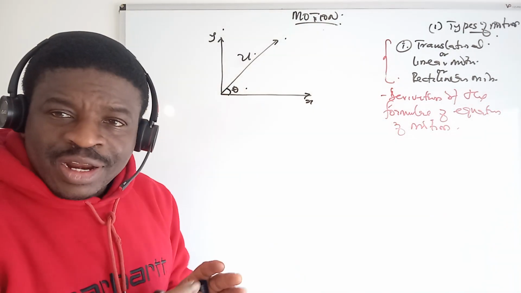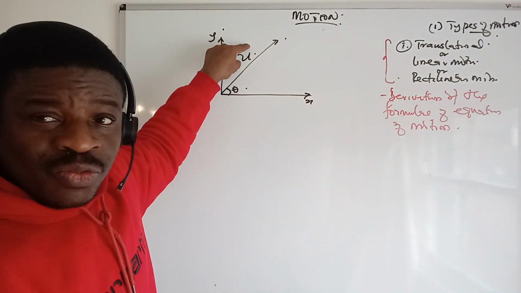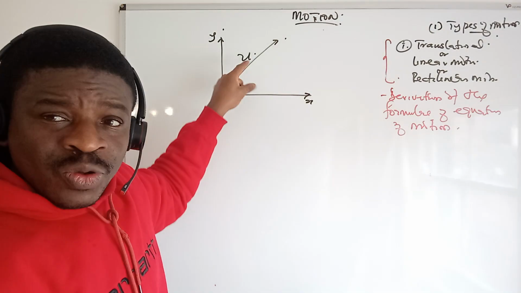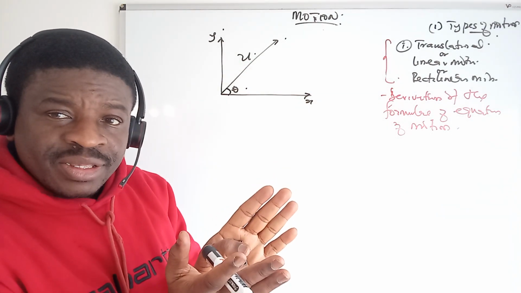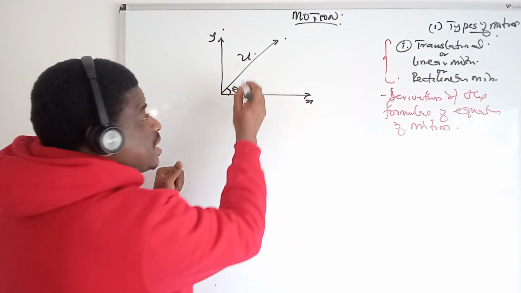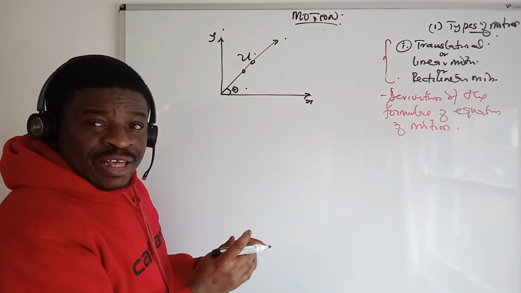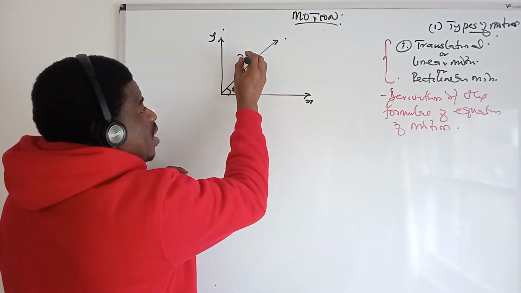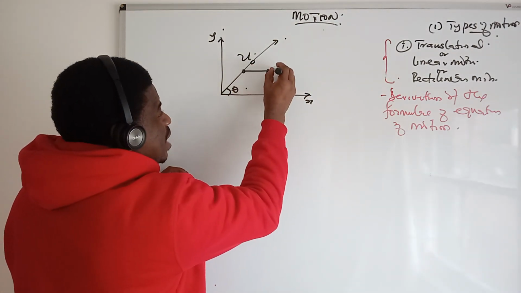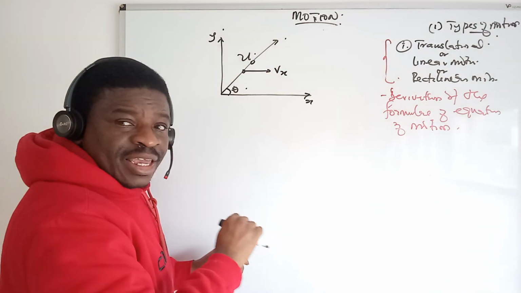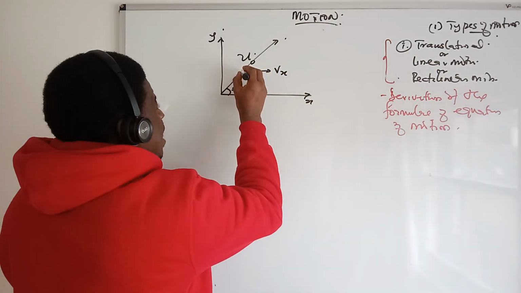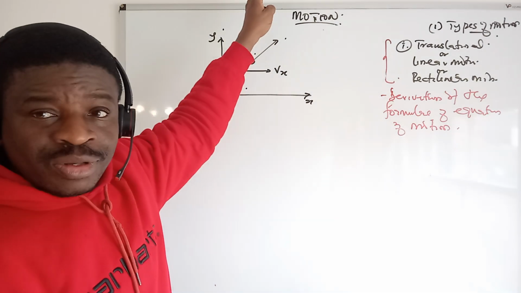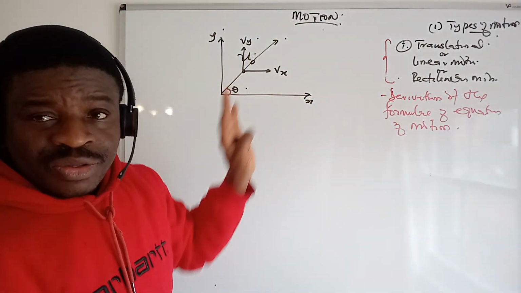Now we have to do a resolution. You throw an object with initial velocity u. This u has two components, because as this object is moving, it moves along the x-axis and also along the y-axis. This velocity is resolved in such a way that there is a Vx taking the object along the x-axis, and there is a Vy taking the object along the vertical axis.